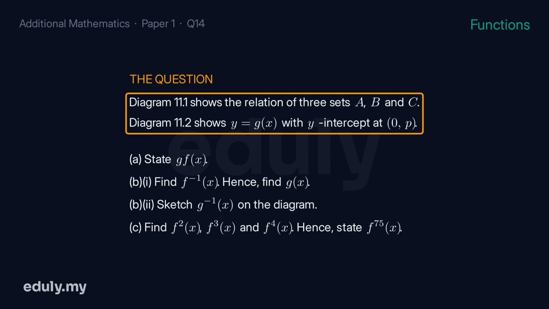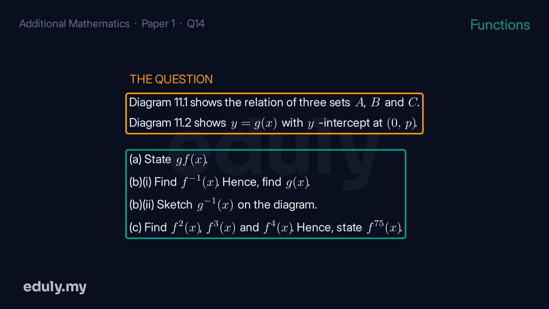Here's what we're given: the arrow diagram relating the 3 sets and part of the graph of g, which cuts the y-axis at 0, p. And here are the tasks. State gf, find the inverse of f and then g itself, sketch the inverse graph, and spot the pattern when f is applied over and over.